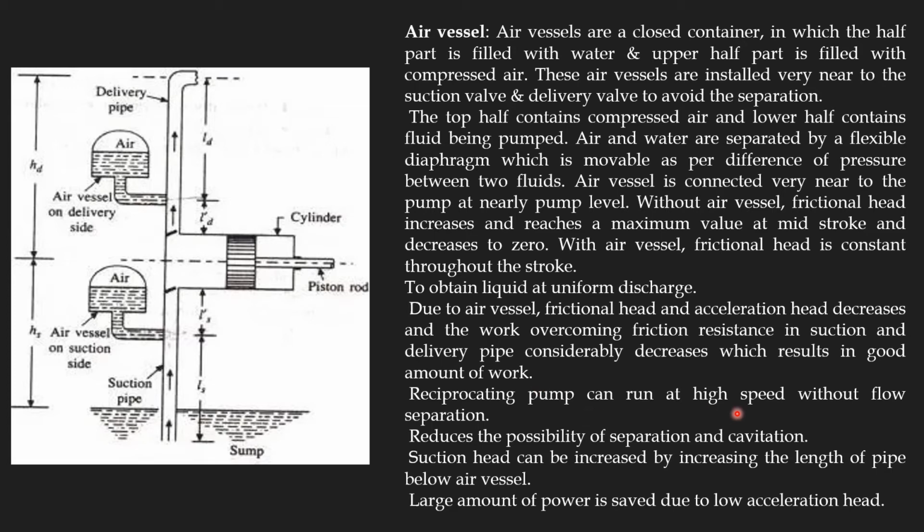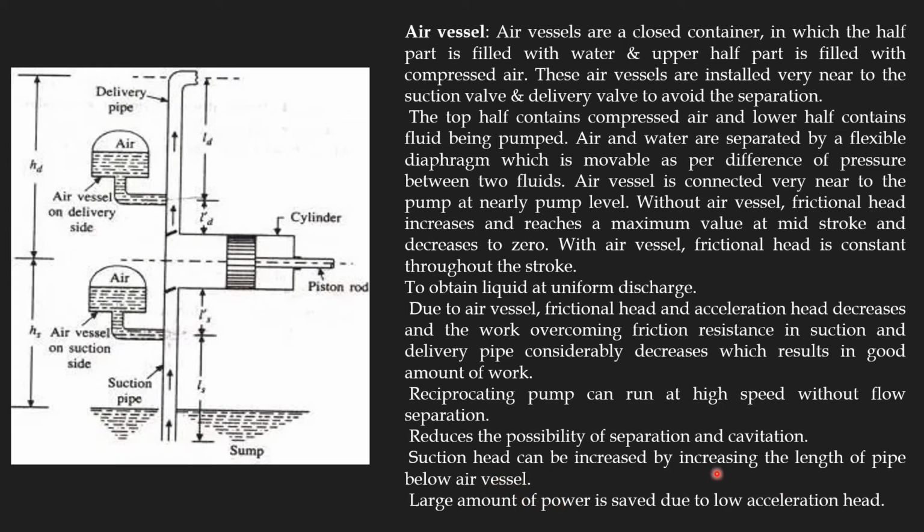The reciprocating pump can run at high speed without flow separation. It reduces the possibility of separation and cavitation. Suction head can be increased by increasing the length of the pipe below the air vessel. A large amount of power is saved due to the low acceleration head. You can extend the length of this pipe to get more suction head, and because of the low acceleration head, a large amount of power is saved.